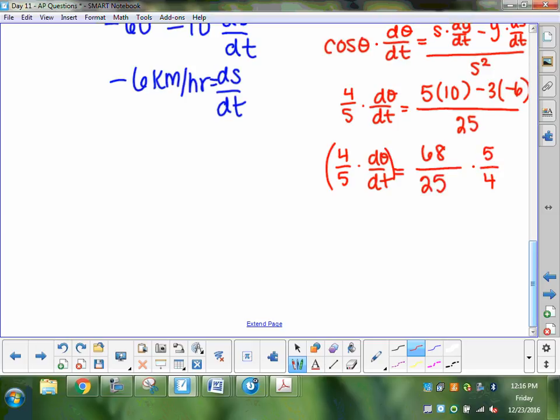Now, I'm going to make this a heck of a lot easier for me, because watch what I can do from here. This becomes 1/5. And how many times does 4 go into 68? Who can tell me how many times 4 would go into 68? Yeah, because 4 goes into 40 10 times and then 28 more. So this would be 17. So is it 17 over 5? Do we need to give units on it? There you go.